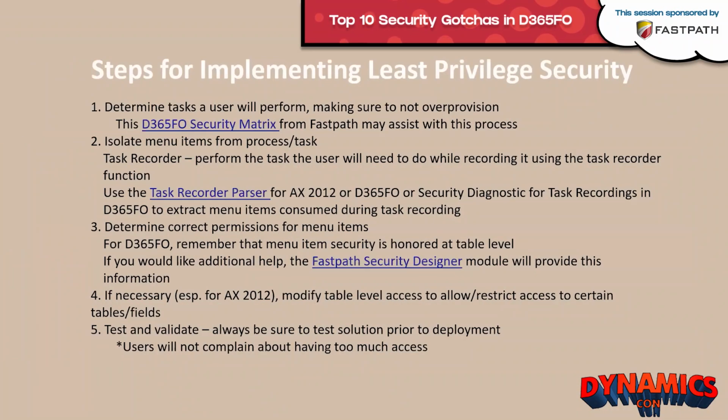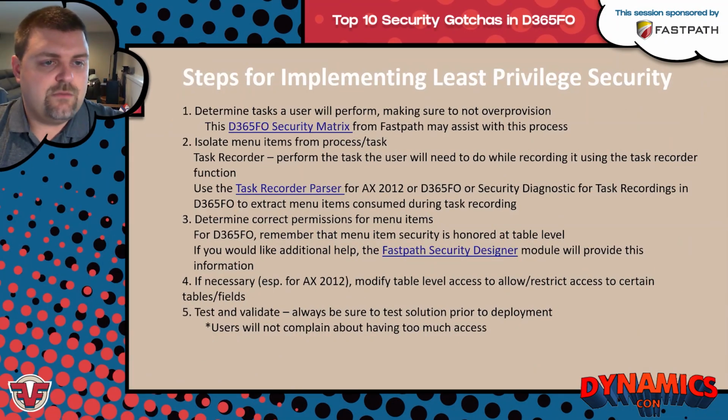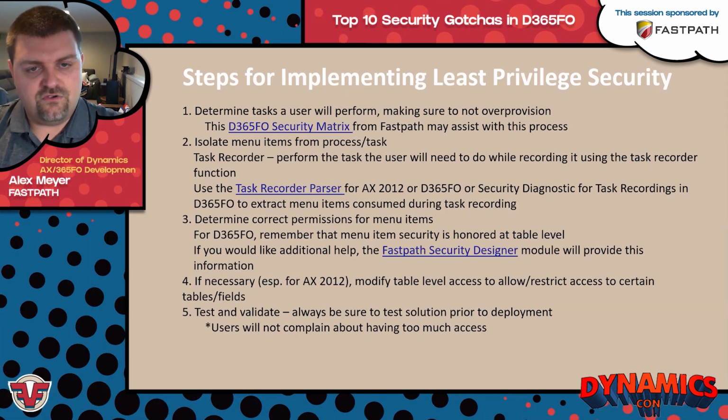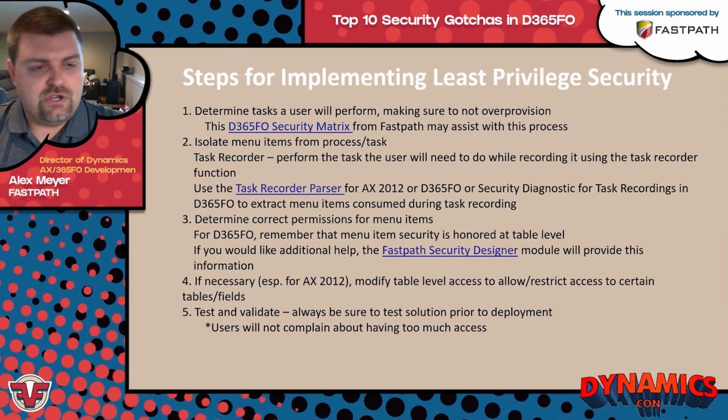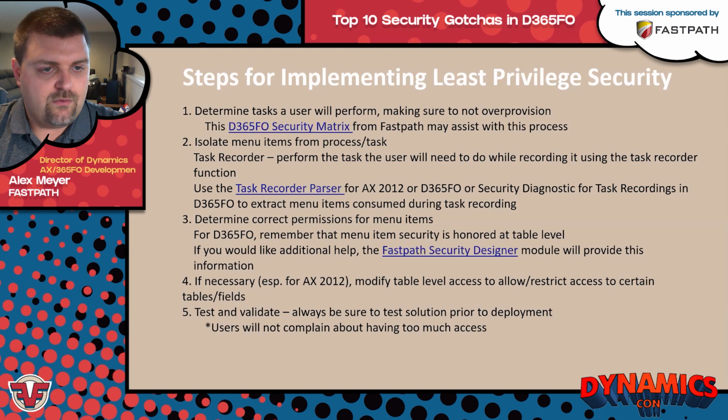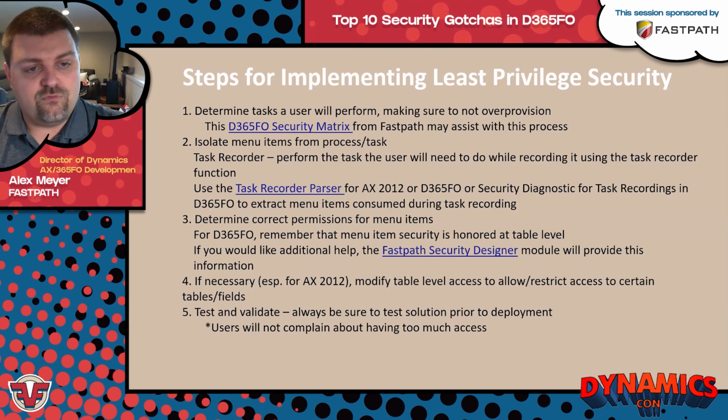So I do have a completely separate session on how to implement least privilege security, but here's the high level overview of how to go in and do that. The first step would be to determine a task the user will perform, obviously making sure you don't over provision the user. That kind of defeats the purpose. We have some free resources from FastPath to help with this if you would like, one of them being the security matrix. The next thing is you want to isolate those menu items from the process or task.